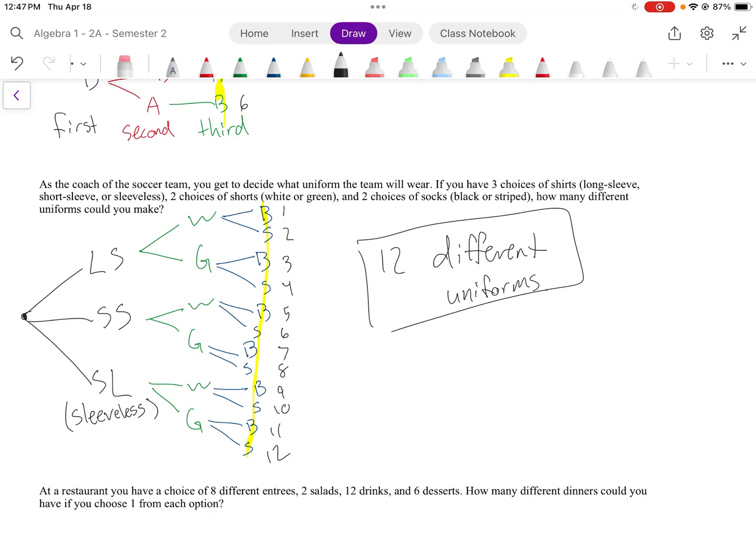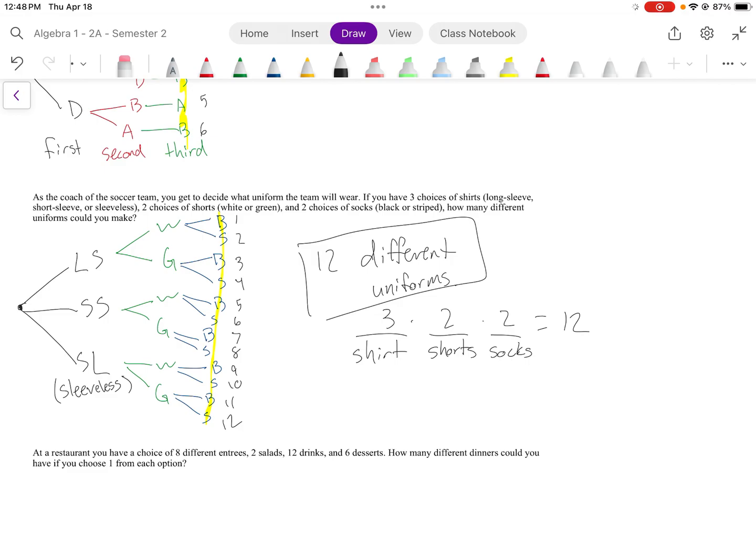If I used my fundamental counting principle, I would have an option for shirts, for shorts, and for socks. There were 3 shirt options, 2 short options, and 2 sock options. 3 times 2 times 2 is 12, which is much faster and takes up much less space.